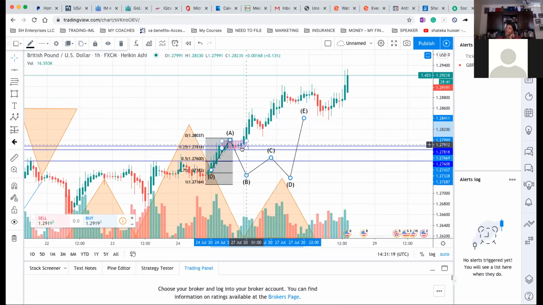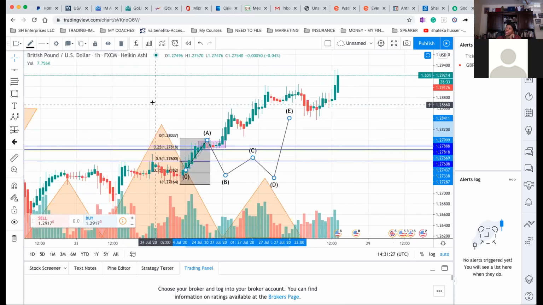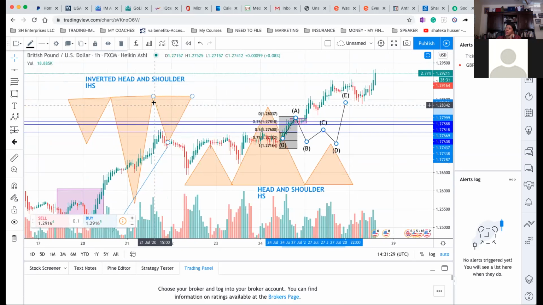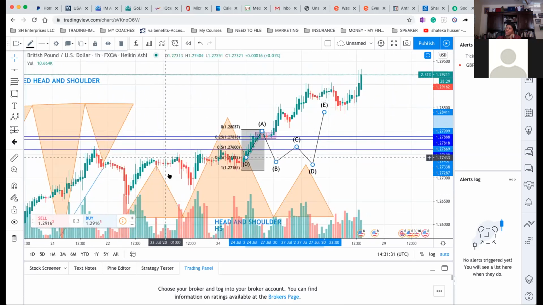But not really, because why? Your left shoulder is all the way down here, so that can't be possible, right? So let's look at the big picture. This is why the big picture is important. Where can you see it inverted? You see it inverted here.